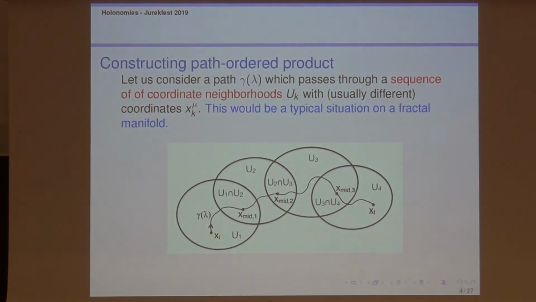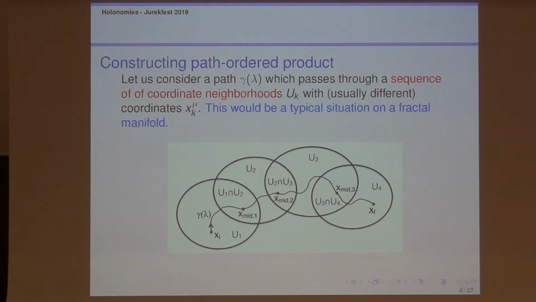The situation, as I told you, which we will be interested in, is a situation where our manifold is composed from pieces on which we cannot really define a global set of coordinates. What is rather a typical situation is that we have patches, and we can define a system of coordinates in each patch, but then, if we want to make a parallel transport between these different patches, we should somehow define the way in which this connection is to be performed.